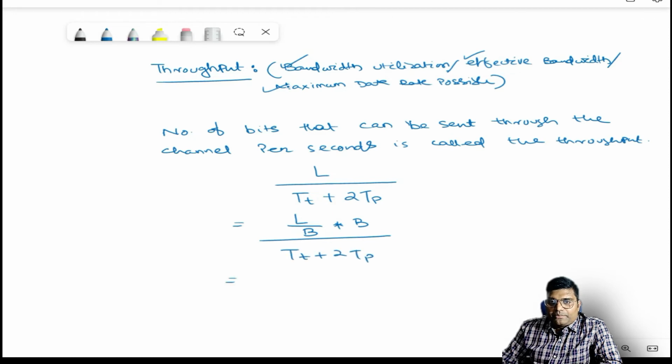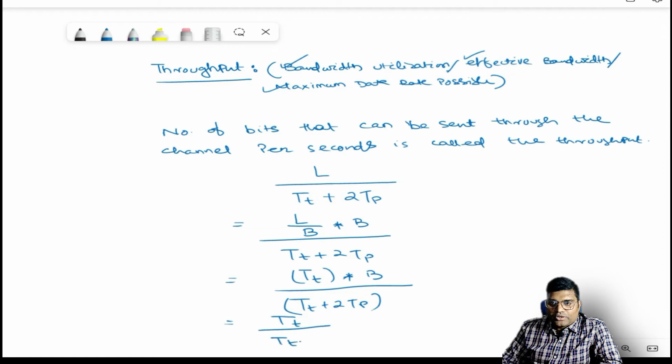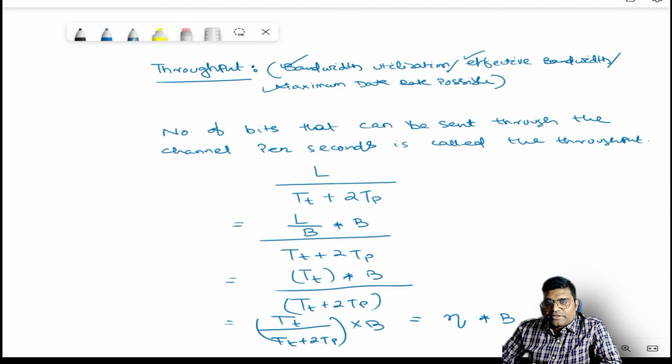As we know, L by B is transmission delay, multiplied with bandwidth divided by Tt plus 2Tp. So we write this as Tt divided by Tt plus 2Tp multiplied by bandwidth, that is, efficiency is Tt divided by Tt plus 2Tp, multiplied by bandwidth. So throughput is efficiency multiplied by bandwidth.